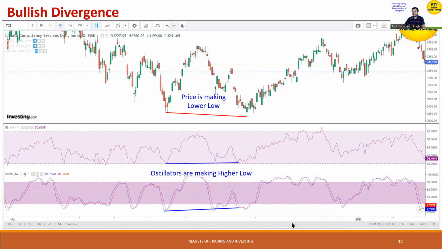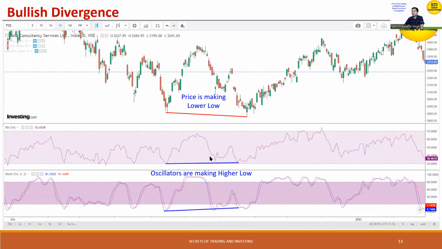RSI, the full form we learned, is the Relative Strength Index. The relative strength index represents that whatever the move of that particular stock, in that direction, it is not as strong as it was earlier. Even though the price is going lower than the previous low, the RSI is not supporting it. RSI is saying no, it does not have that much strength to take the price further down. And this concept is called a bullish divergence.